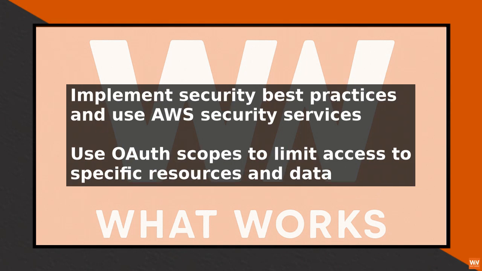To further enhance security, use OAuth scopes to limit access to specific resources and data. Configure the OAuth token expiration and refresh mechanisms to ensure that tokens are rotated regularly and do not remain valid indefinitely. By following these steps and best practices, you can secure your AWS Amplify OAuth configuration and protect your applications and data from unauthorized access.